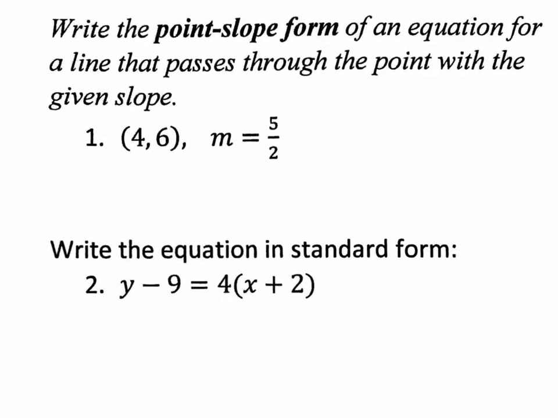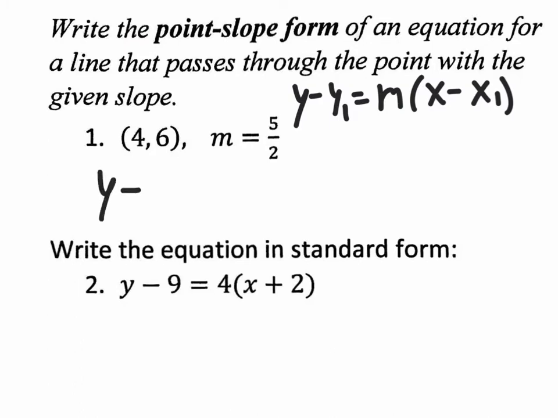So it says write the point-slope form of an equation for the line that passes through the point with the given slope. So first of all, we need to remember what point-slope form is. And there's a point-slope form right there. And of course, we need to remember that x1, y1 is the coordinate. That's this guy right here, x1, y1. And the m value is what they give you right here, 5/2. So it's just a question of rewriting it.